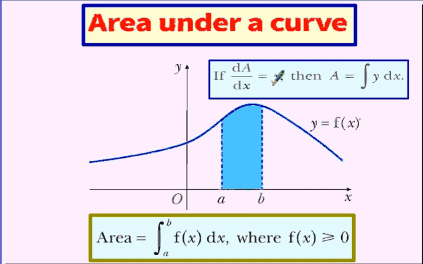Let us move further. Area under a curve. When you have area under a curve, we can find the area. If dA upon dx is y, then we can find A as the integration of y dx. So whatever function is given, you just integrate it. Now the range is given from a to b. So with limits a to b of f(x) dx, we can find the area between these two numbers.